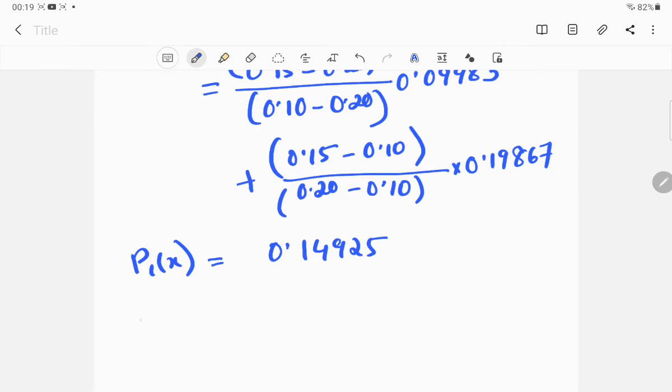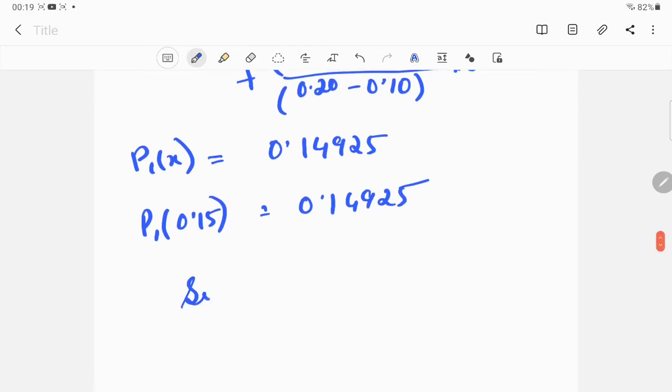What is the x value here? It is 0.15. So P1(0.15) is 0.14925. That is nothing but the value of sine 0.15, which is 0.14925.